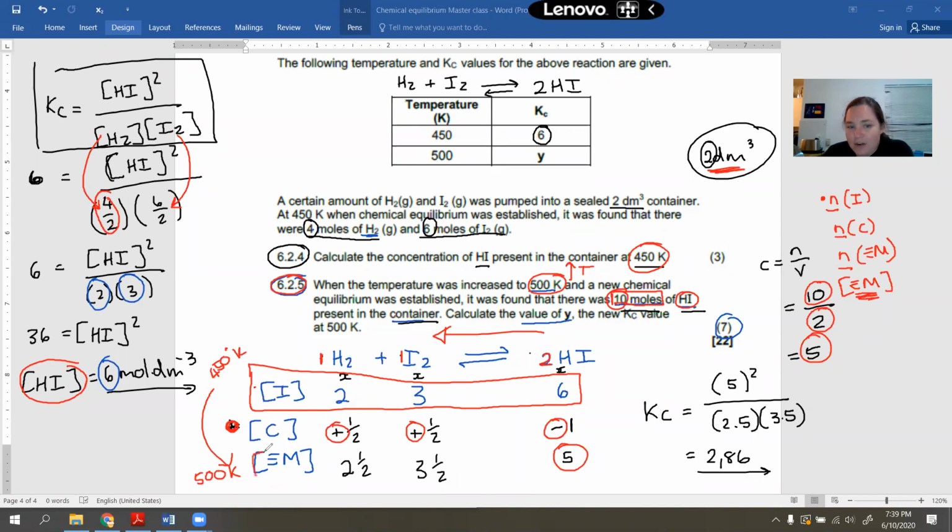This is already in concentration because we've done the whole calculation in concentrations instead of in moles. So at the end, I don't have to divide by my volume. Everything has already been divided by my volume right at the beginning. I'm then going to take it and plug it into the equation. So I'm going to have 5 squared there. Remember, that's your concentration of HI squared. That's divided by the concentration of hydrogen, divided by the concentration of iodine, which gives you a value of 2.86, and this is a Kc, so it's unitless.